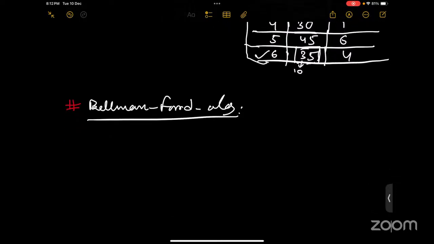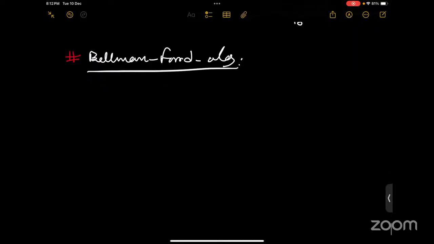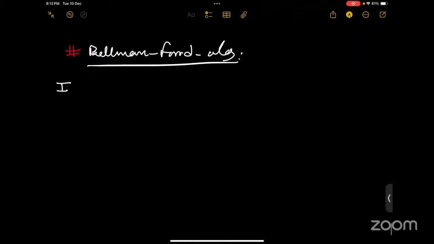Okay, so as we know, there are some boundaries of the Dijkstra algorithm. That is why we need to arrive at the Bellman-Ford algorithm, right? And what the Bellman-Ford algorithm is, the initial step, I'm writing the steps here, then I will solve an example, okay?